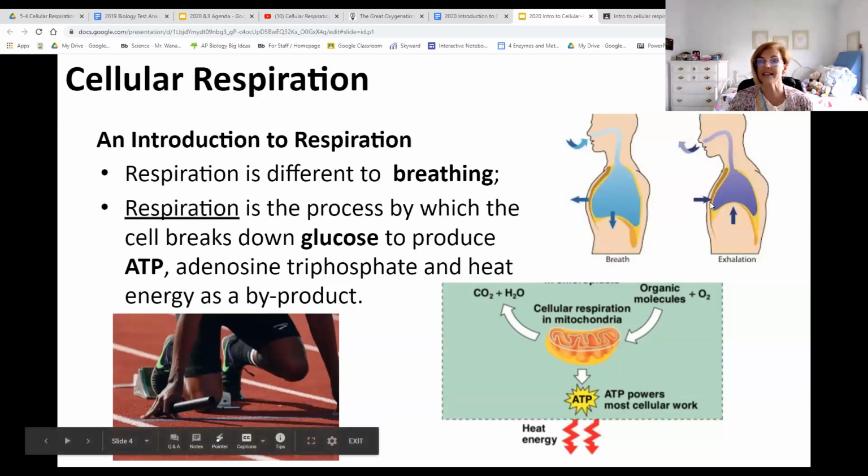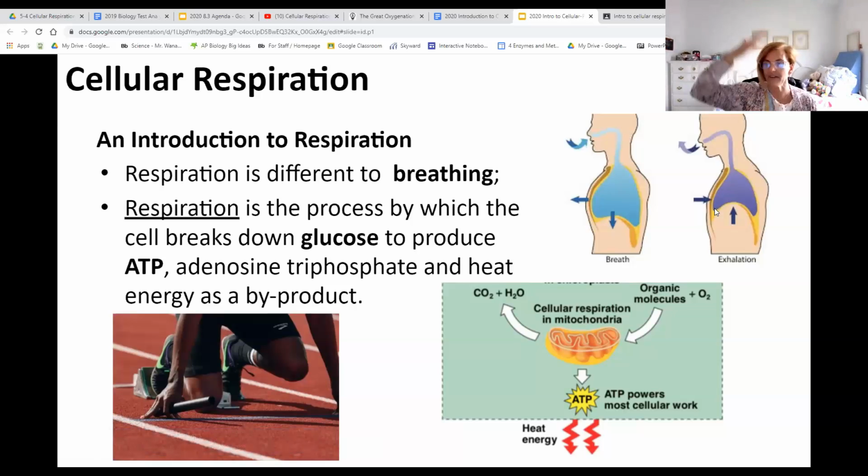So breathing isn't doing anything with those individual gases or those individual molecules. It's just a bulk movement of air in and out of our lungs. Cellular respiration is what you do with those molecules to produce energy.